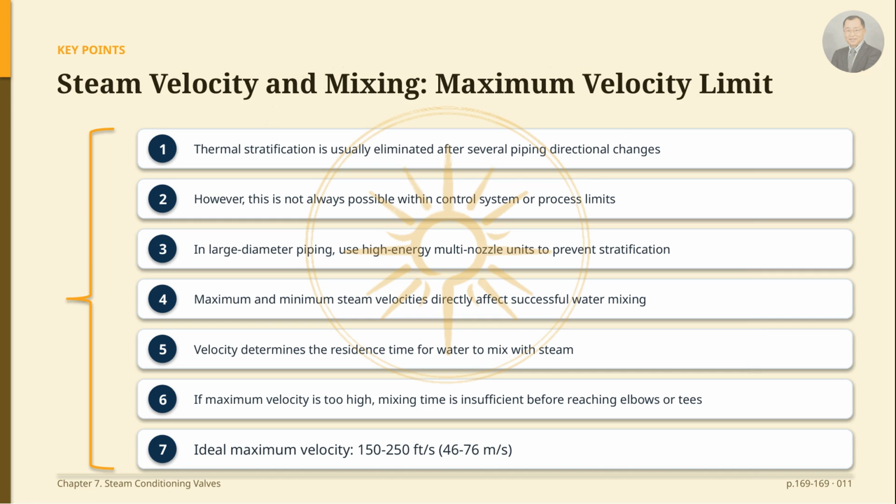The maximum and minimum velocity of the steam has a direct relationship with the successful mixing of the water, as velocity determines the residence time available for the water to mix with the steam. If the maximum velocity is too high, there may not be enough time for the water to mix before it encounters a piping obstruction, such as an elbow or T. The ideal maximum velocity usually ranges from 150 to 250 feet per second, or 46 to 76 meters per second.